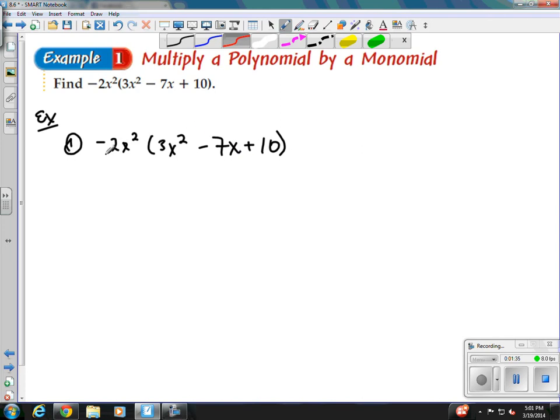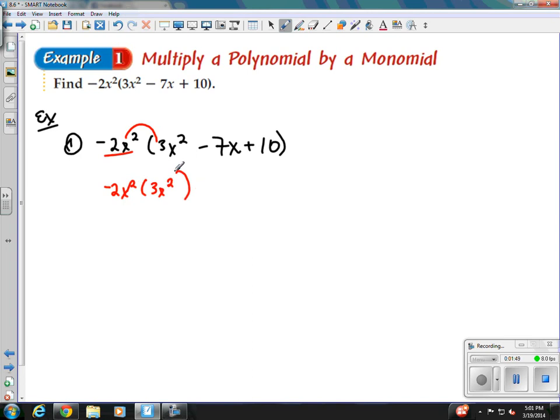So next, negative 2x squared is right beside it. That means they're being multiplied, so we have to distribute. So it's going to be negative 2x squared times 3x squared. Then you always want to use the sign in front, so it's a negative, so it's going to be a negative 2x squared times a negative 7x, once again using that sign in front. And then negative 2x squared times a positive 10.